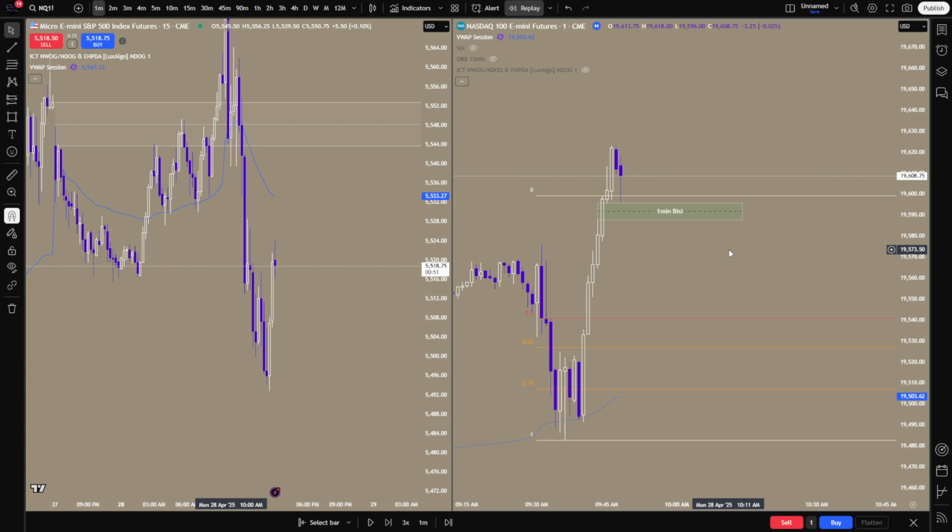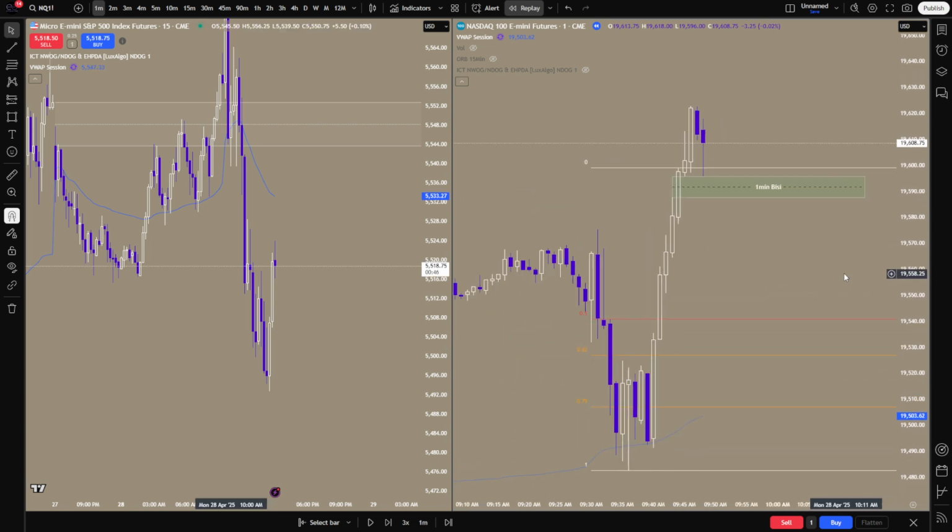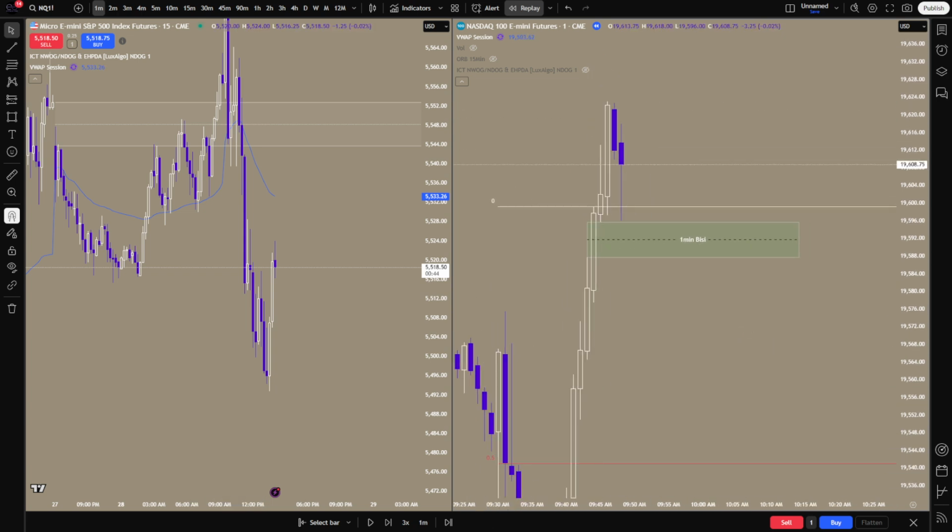So now I'm combining my entry model with the 15-minute ORB. Okay, so where would I place my entry here? Well, I would place my entry once we actually inverse the 1 minute bullish fair value gap. So we want to see it close below it in a test of that 1 minute.